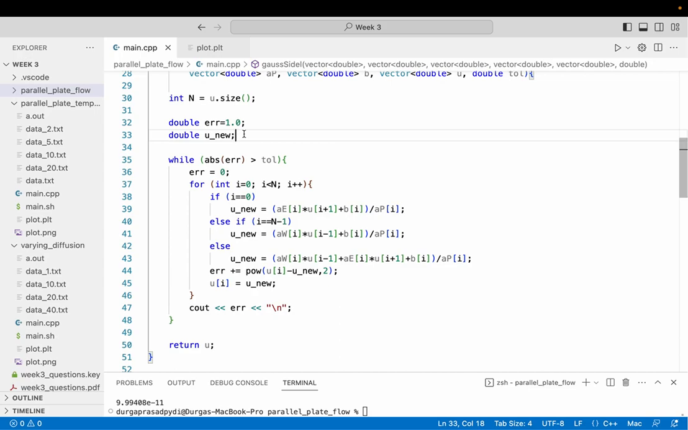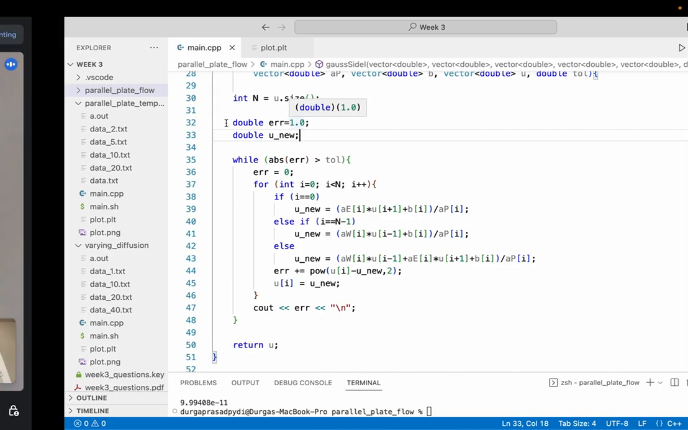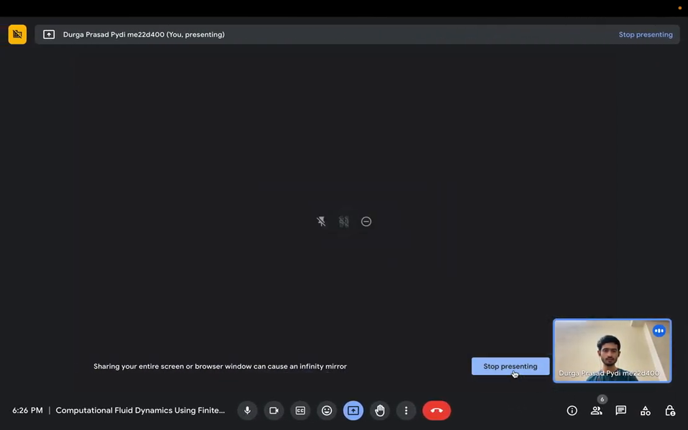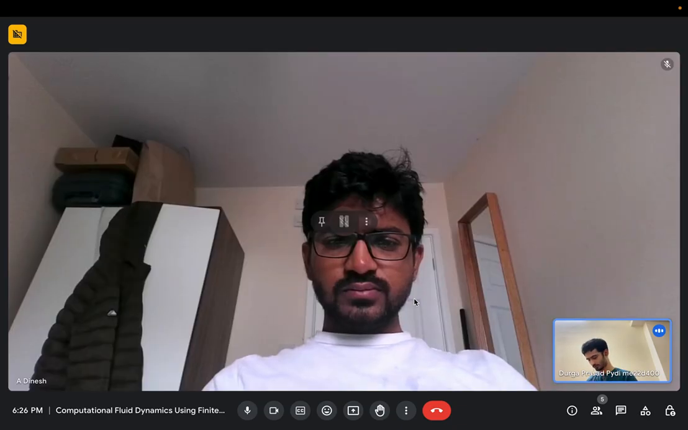The next problem essentially is again the same, a parallel plate flow. Now the problem is you already know the velocity profile, but you need to find your temperature. So first let's go through the question. Okay, sorry for this, I have to switch between these things.